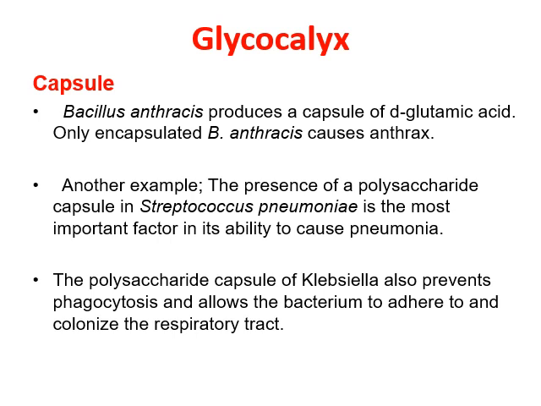Bacillus anthracis produces a capsule of D-glutamic acid. Only encapsulated B. anthracis causes anthrax. So, as we can see here, the pathogenicity of this Bacillus anthracis is due to formation of the capsule. The unencapsulated organism doesn't cause the disease. Only the encapsulated Bacillus anthracis causes the anthrax disease.